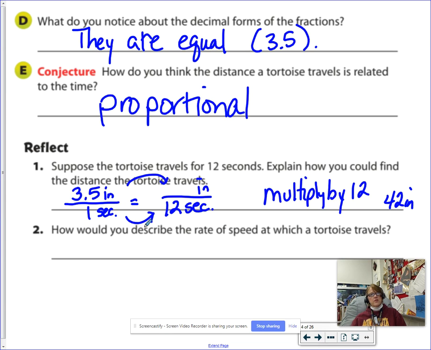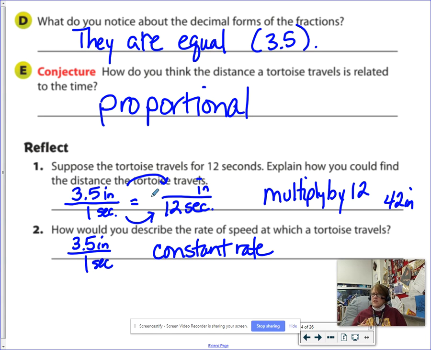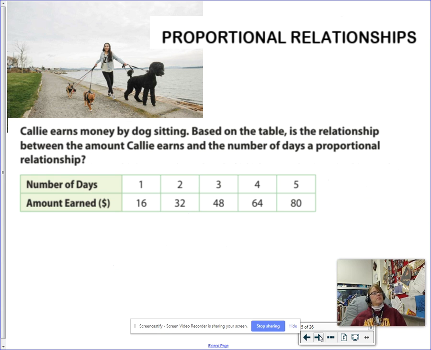Okay, so how would you describe the rate of speed at which this tortoise travels? I would describe it, number-wise, it's 3 5/10 inches per 1 second, and it is a constant rate. Constant rate. There we go. So this is what we're focusing on today. You need to check every single time. If you get this same value, it indeed is going to be a constant rate of change, which makes our relationship proportional.